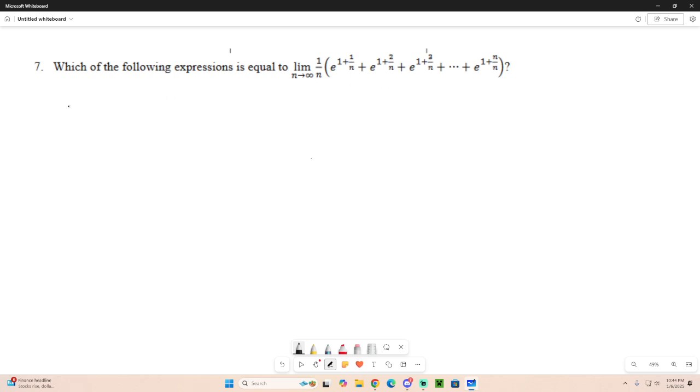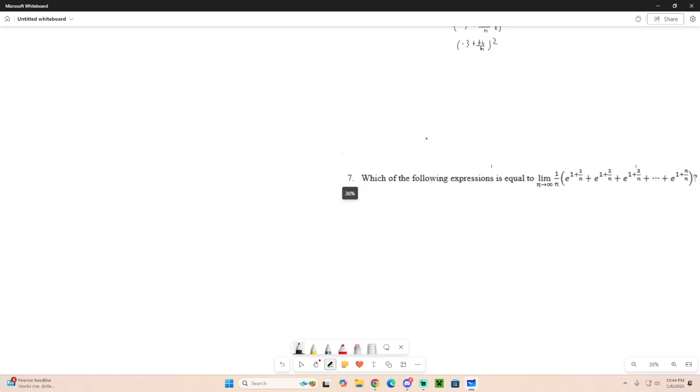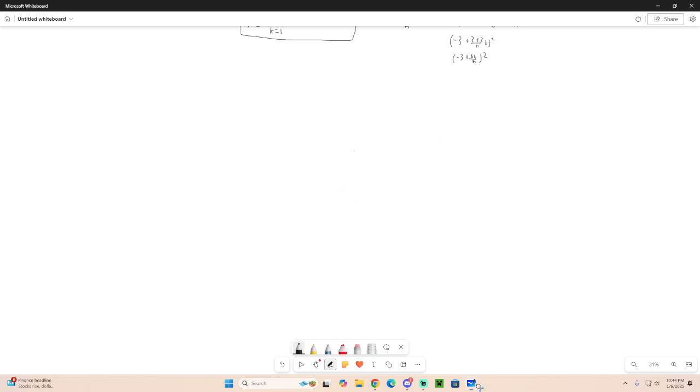But first, right away, this is our width of our rectangle, right? Does that make sense? So that means delta x equals b minus a over n. Oh wait, there's multiple choice. Hold on. Let me go back. Let me get the multiple choice.